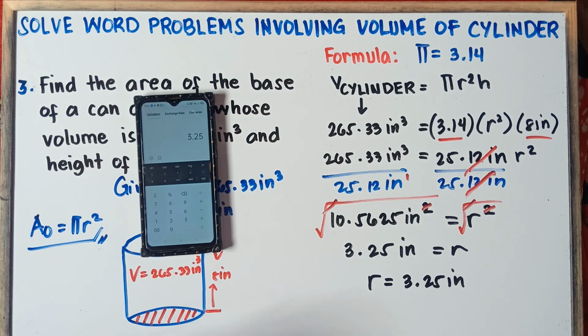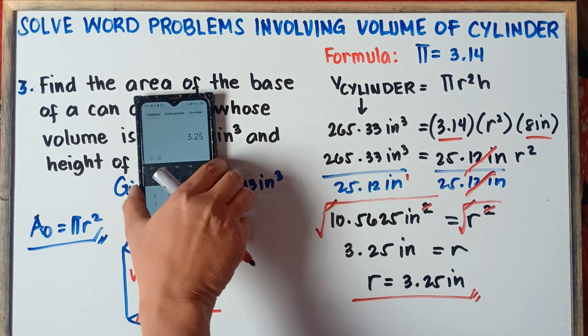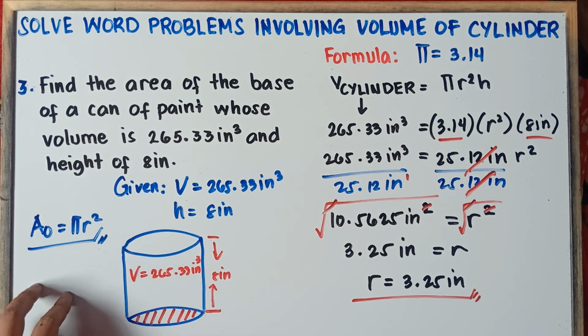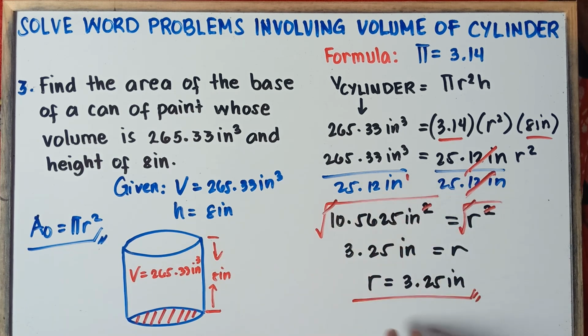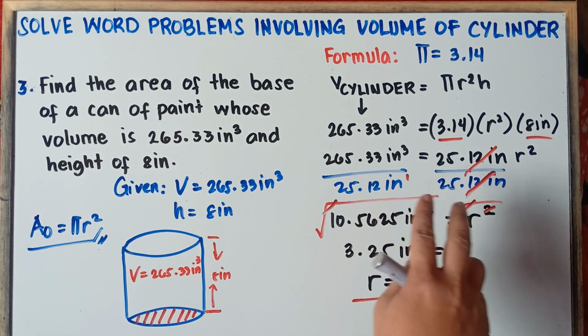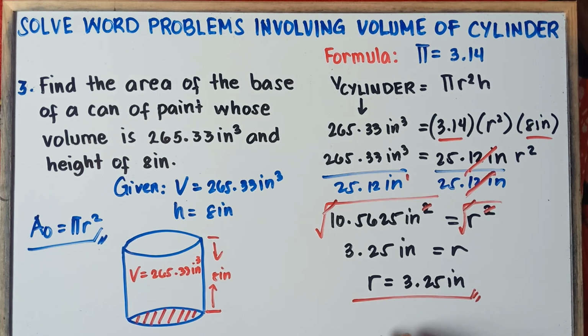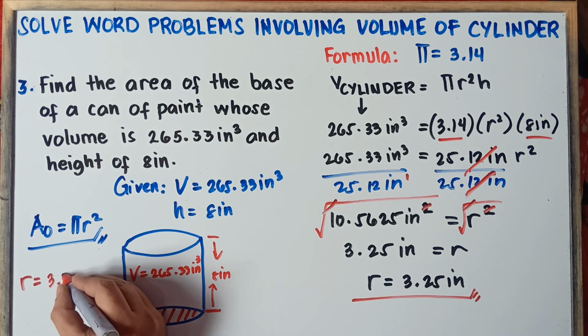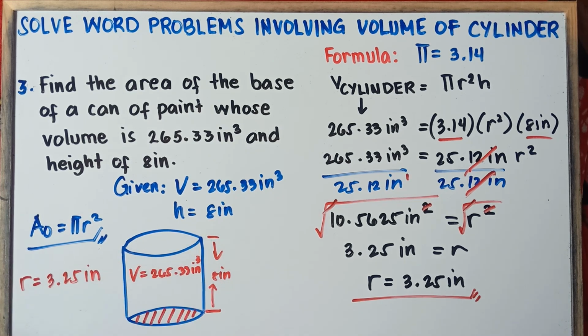That's it, class, for the radius. But we're not yet done, class, because we are told to find the area of the base. We're told to find the area of the circle. Alright, so let's find the area of the base. We don't have enough space, class, so I will be erasing this one. You pause the video with regards to the formula in finding the radius. So the radius is equal to 3.25 inches.